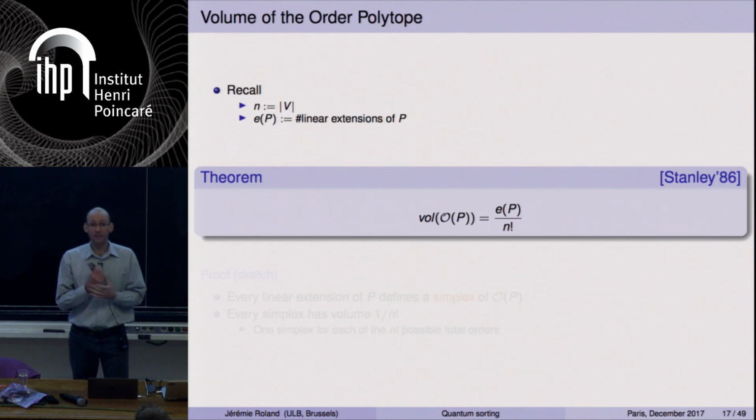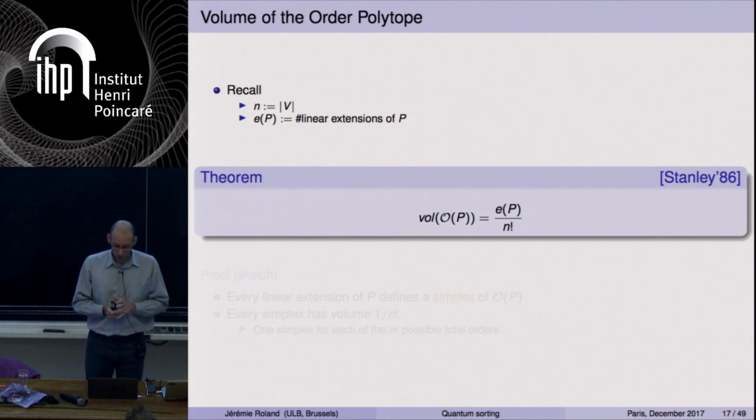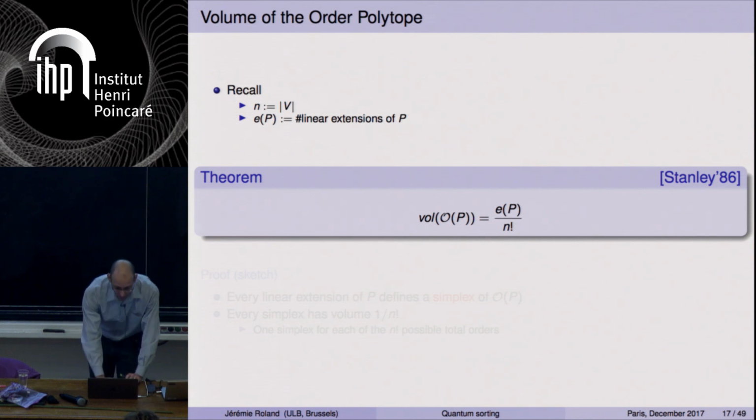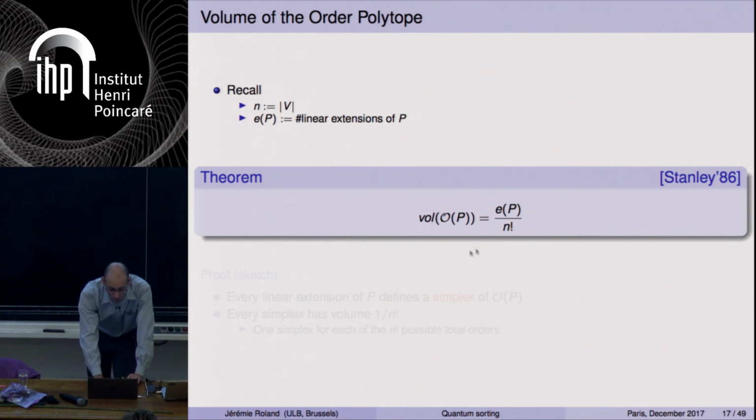So why is this polytope interesting? Because we can relate the volume of the polytope to the number of linear extensions, so the number of total orders that are compatible with the partial order P. Recall here, n is the number of elements in my set, and E of P is the number of linear extensions of P. Remember, a linear extension is just a total order compatible with P. And we can show that the volume of the order polytope is equal to this number of linear extensions divided by factorial of n. And actually, it's not so complicated to show that.